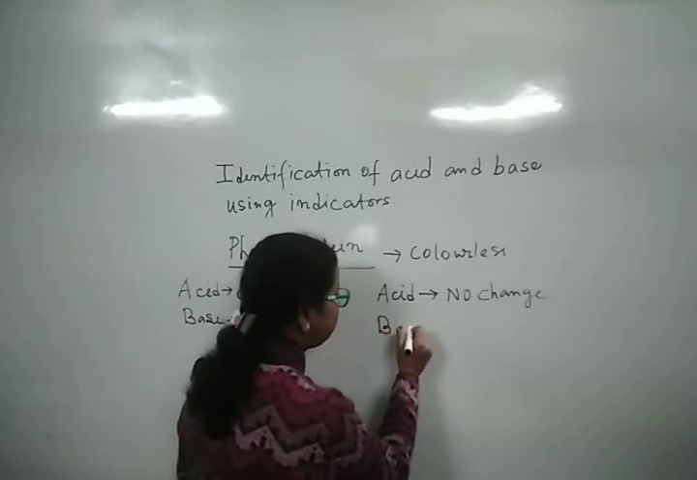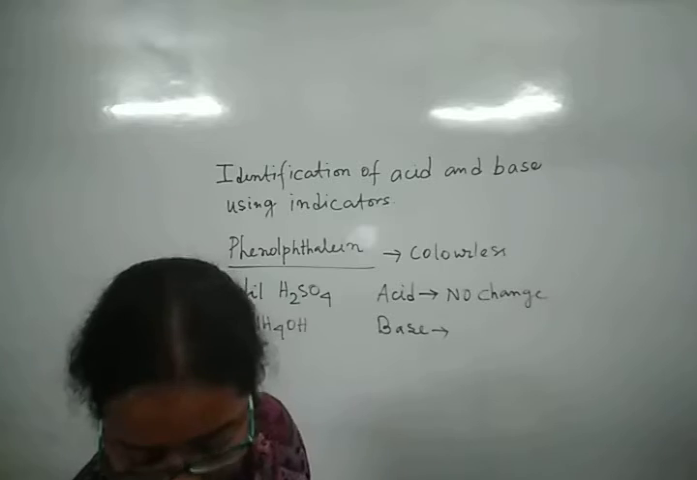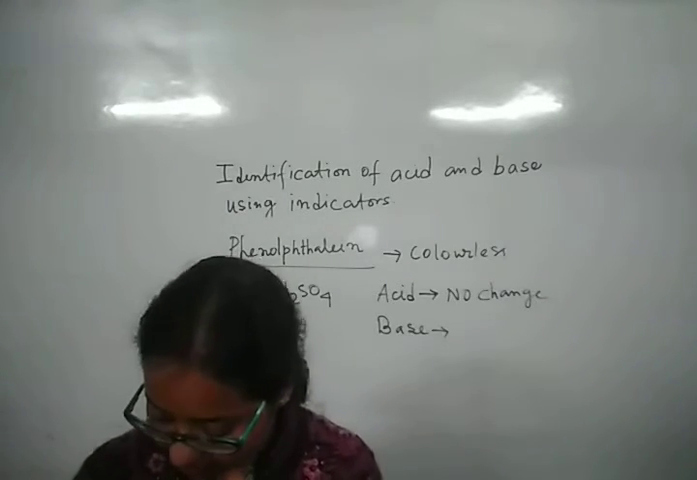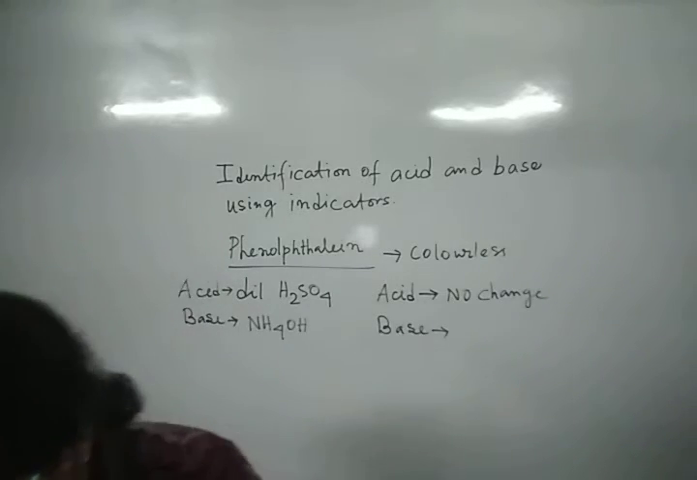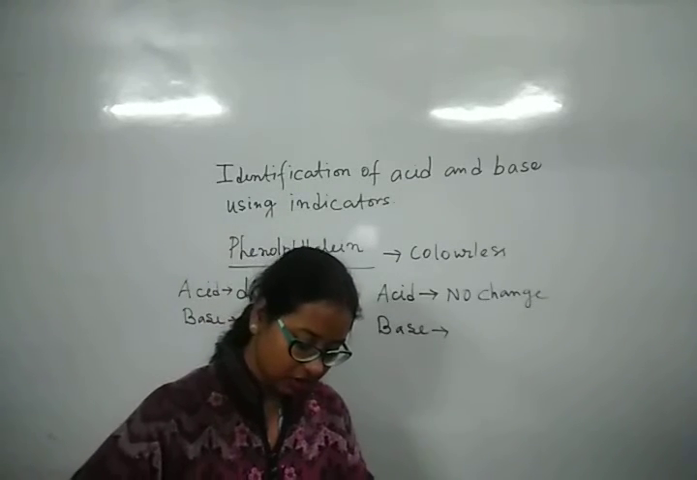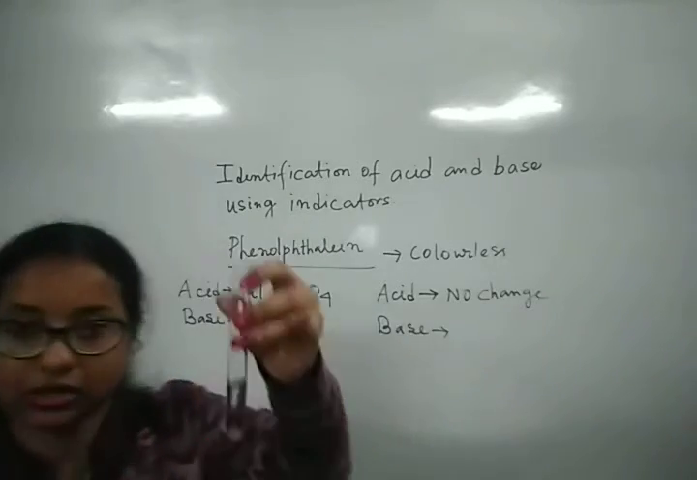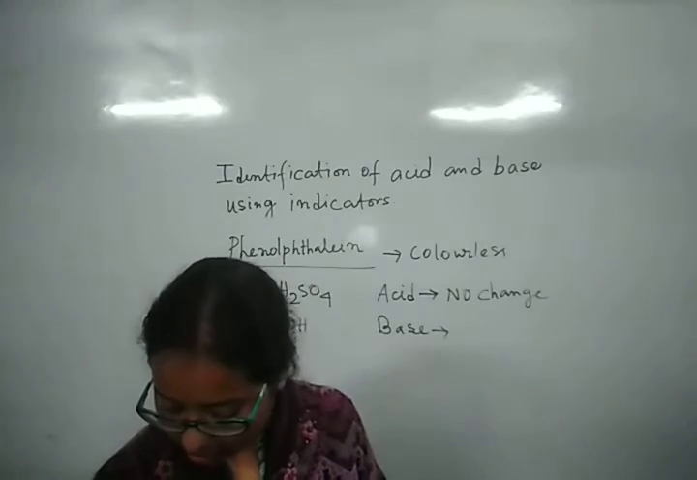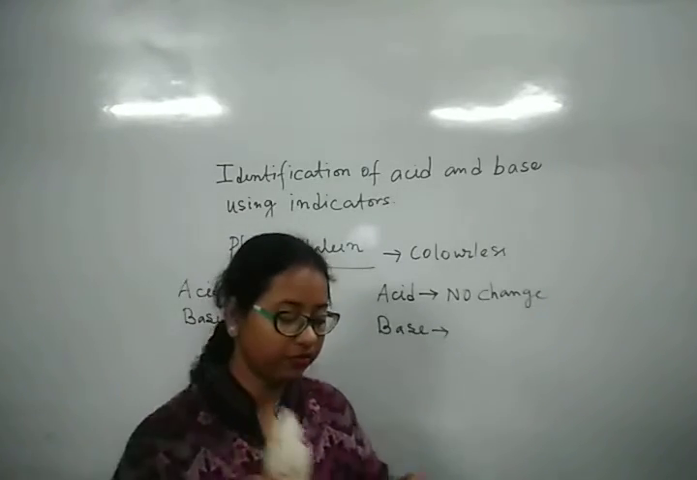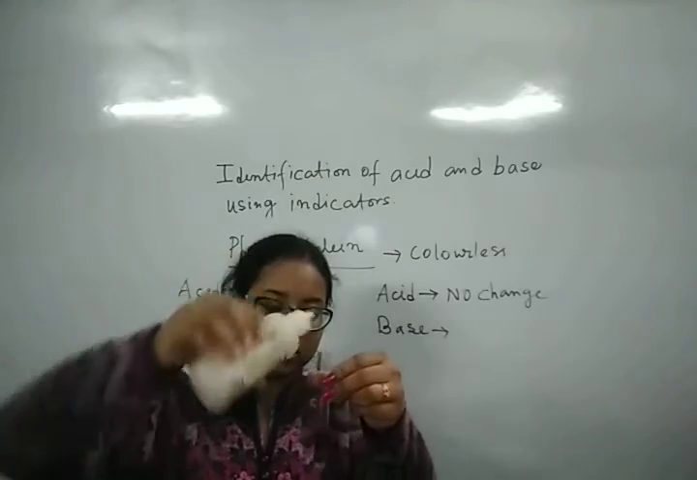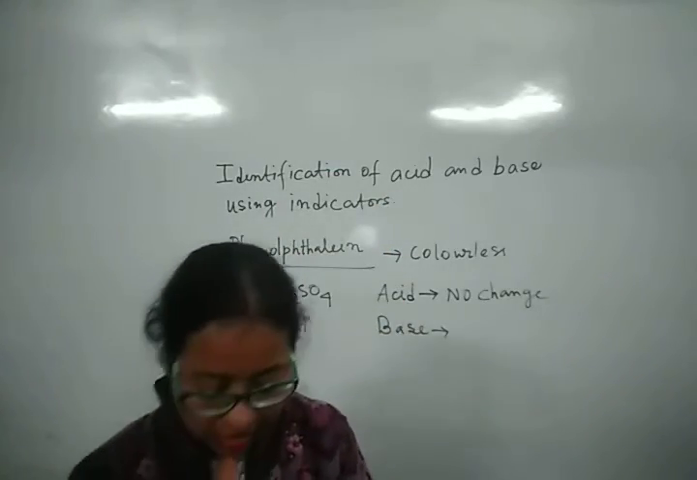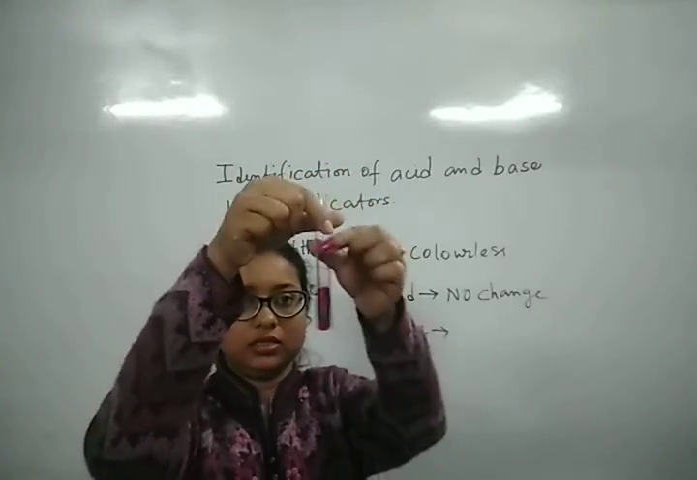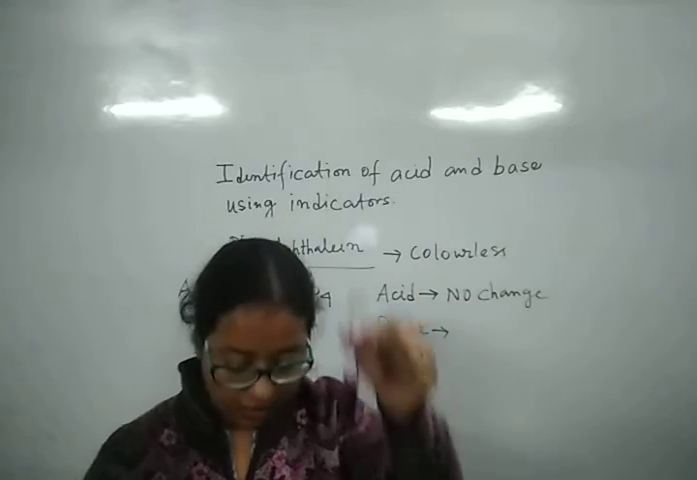Now we are going to do this with a basic solution. In the same way, I will be taking some basic solution in a test tube. See, this ammonium hydroxide solution I have taken in a test tube, and here again I am going to add a few drops of this indicator. Now see the color change. See the color? This is pink or violet color.